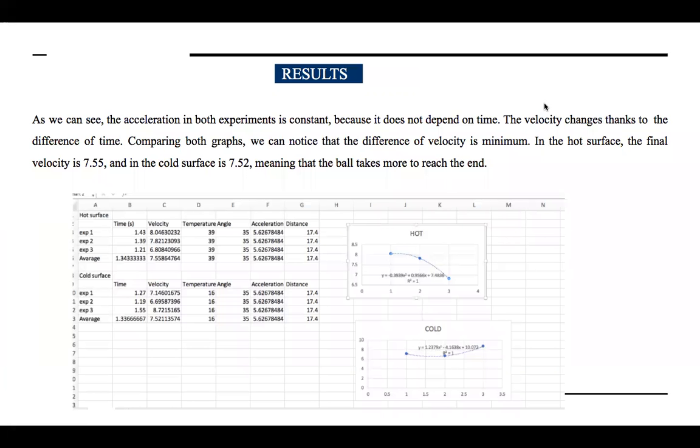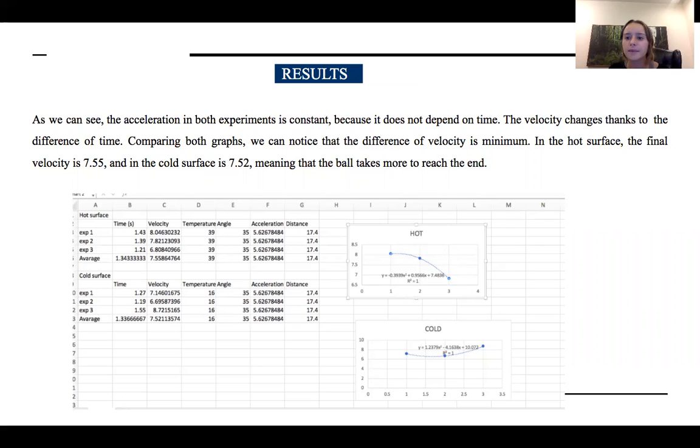As we can see, the distance was 17.4, and the temperature in the hotter table was 39, and in the colder was 16. And the acceleration in both experiments was constant because it does not depend on the time. Comparing both graphs, we can notice that the difference of velocity is minimal. On the hot surface, the final velocity is 7.55, and on the cold surface is 7.52, meaning that the ball takes more time to reach the end.